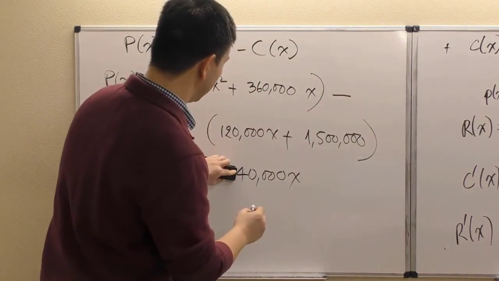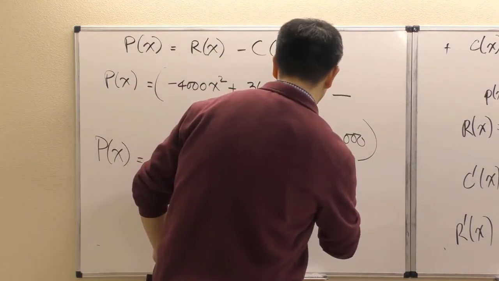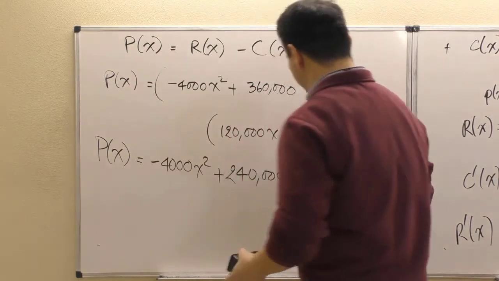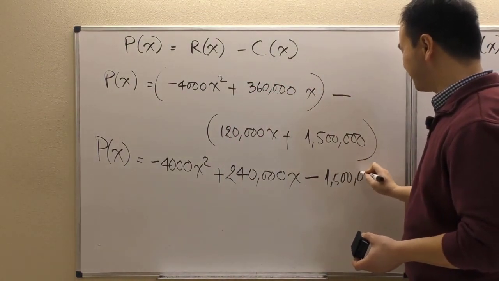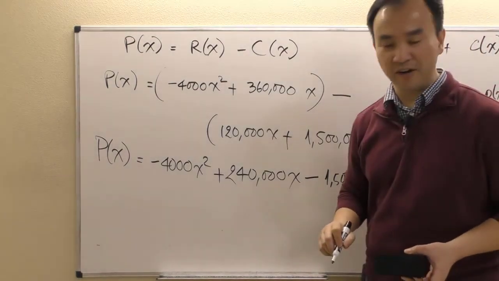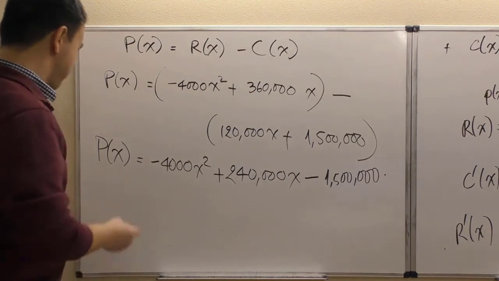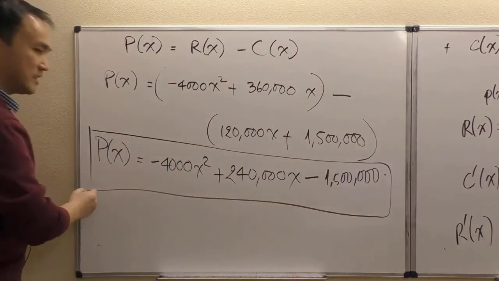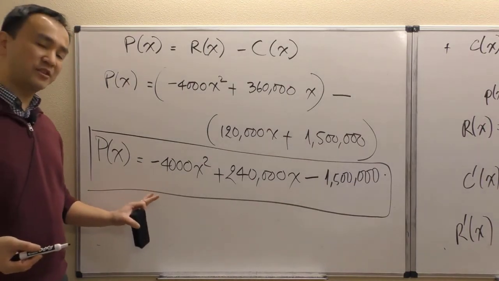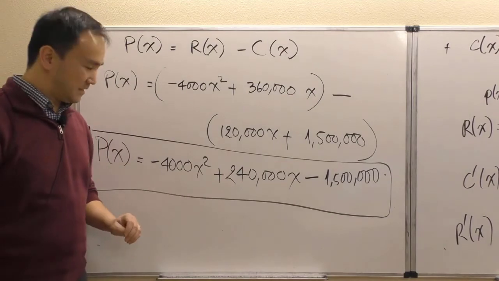Actually, again, to make another mistake there, 240,000, and then minus 1,500,000, and that is our profits function. That is our final profits function, and so that's how we derived our final profits function. And another concept here that was introduced back in your finite business math course.